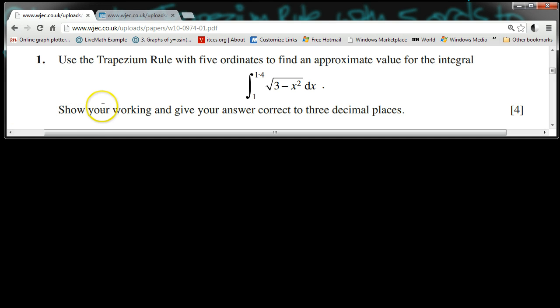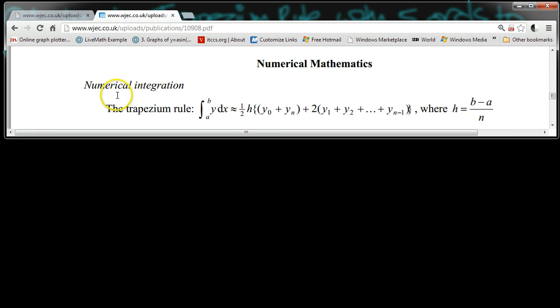So I've got the question there, and now we need to use the trapezium rule. Here's the formula from the formula booklet. It's h over 2, the first and the last y ordinates, plus 2 times all the y ordinates in between the first and the last, where h is b minus a over n.